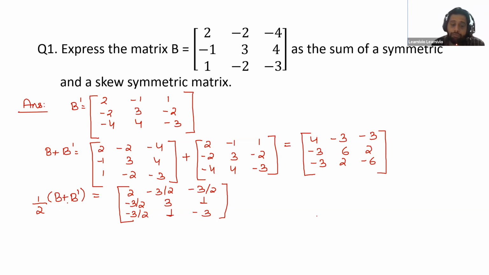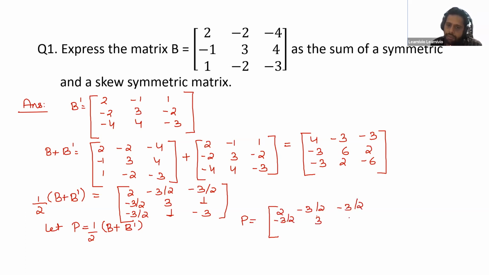Okay. Now we know that this is a symmetric matrix, but we need to prove it. So what we will do, we will let P is equal to 1 by 2 (B plus B transpose). We have assumed that P is equal to this. Now P is 2, minus 3 by 2, minus 3 by 2, minus 3 by 2, 3, 1, minus 3 by 2, 1, minus 3. So we get this P.